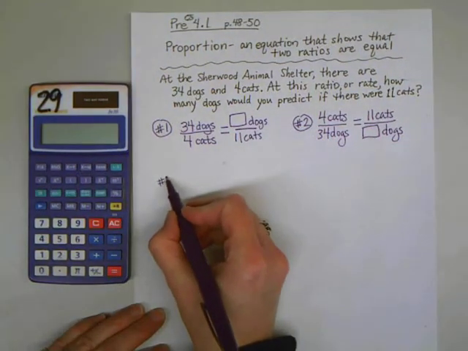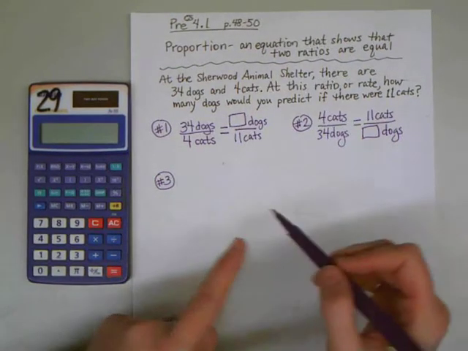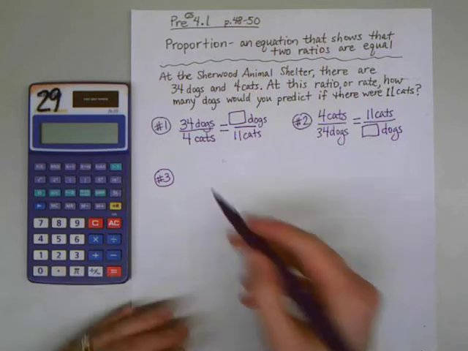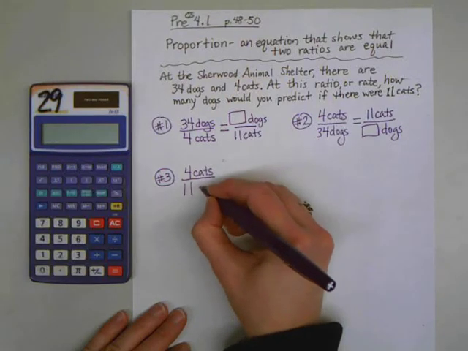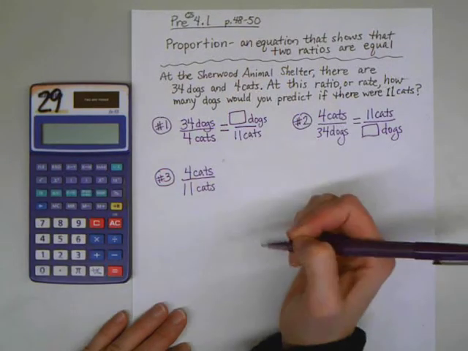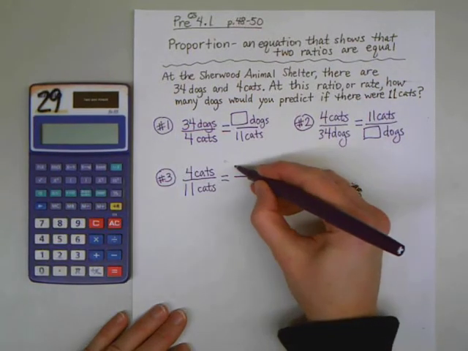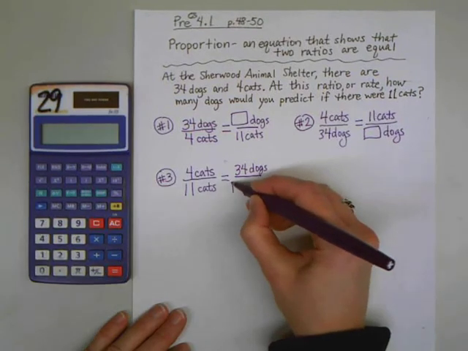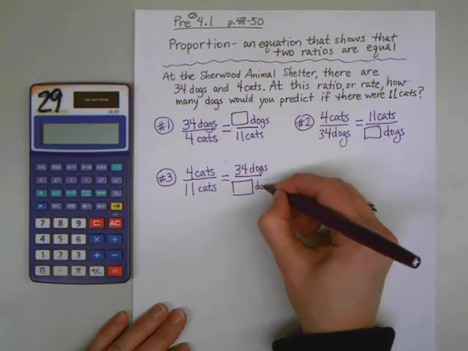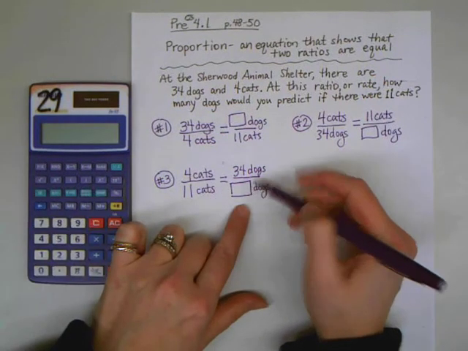The third method is more of a new one, and that's looking at the ratio of the cats and the ratio of the dogs, and those two ratios would be equal. So initially there are 4 cats. What we're trying to investigate is up to 11 cats, and that ratio is equal to the ratio of the number of dogs. So the initial number of dogs is 34, and the number of dogs that we're trying to find is our unknown. So the ratio of the cats is equal to the ratio of the dogs.